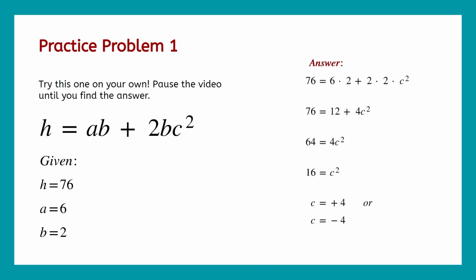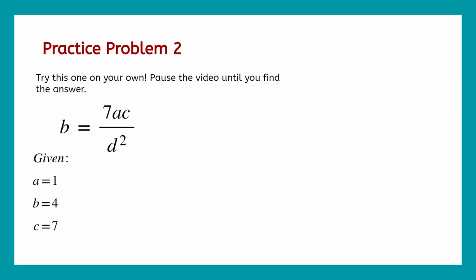How did we get there? Well, we plugged in 76 for h, 6 for a, 2 for b, and we left c as our unknown. Then in the next line, we simplified to 76 equals 12 plus 4c squared. Then we isolated our c squared by dividing both sides by 4, and we get 16 equals c squared. When we take the square root, remember we get the plus or minus thing. And this should be really clear here, because if I square plus 4, I get 16. And if I square minus 4, I get 16. So we have two possible answers here, again because our unknown is squared in that original equation. Let's move on to practice problem 2. Go ahead, pause the video again, and give it a try.